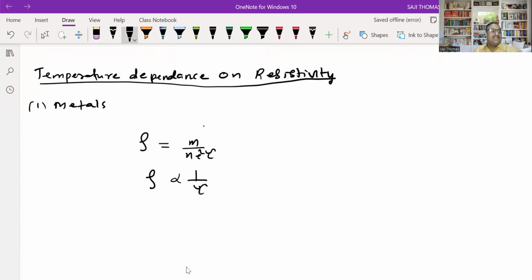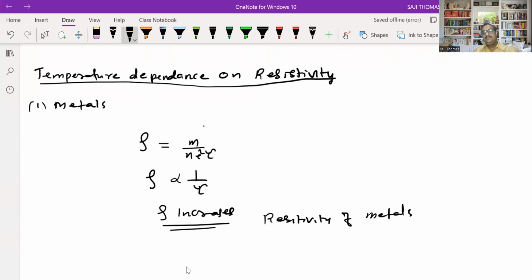Relaxation time decreases. If relaxation time decreases, according to this equation, resistivity increases. So resistivity of metals increases with the increase in temperature.